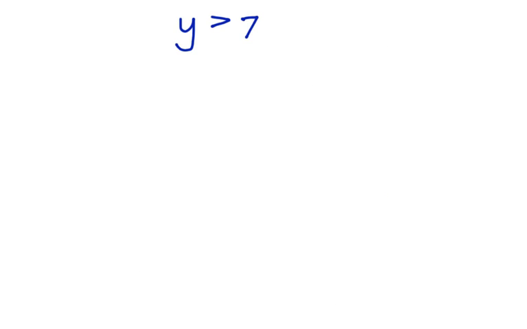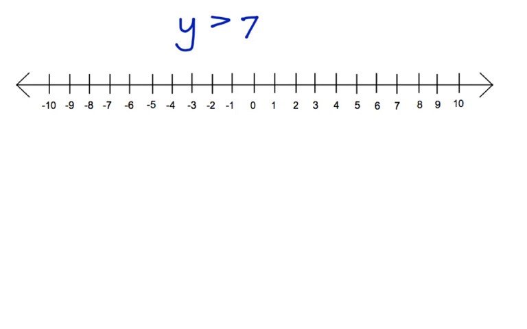Here's one more. Y is greater than 7. Let's graph it first on the number line. We start by putting a point at positive 7. Now, y is greater than 7. It's not equal to 7. So we're going to put an open circle here, and we're going to draw an arrow showing greater than 7.